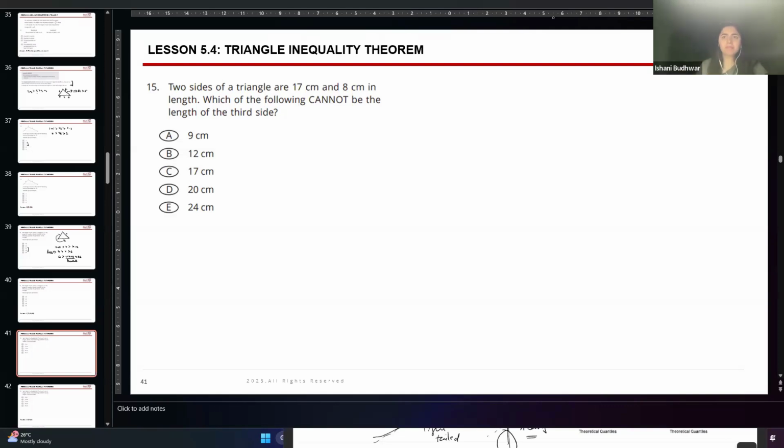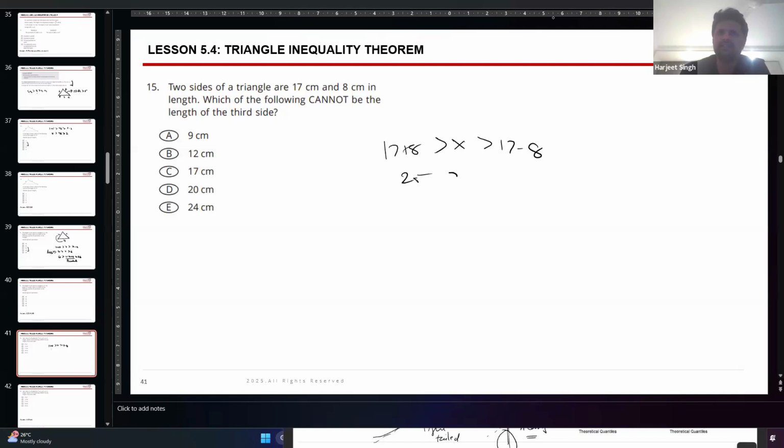A, 9. So can I say x should be greater than 17 minus 8 and less than 17 plus 8? This is 25 and this is 9. So x should be greater than 9. So this cannot be the third side. Sounds good.